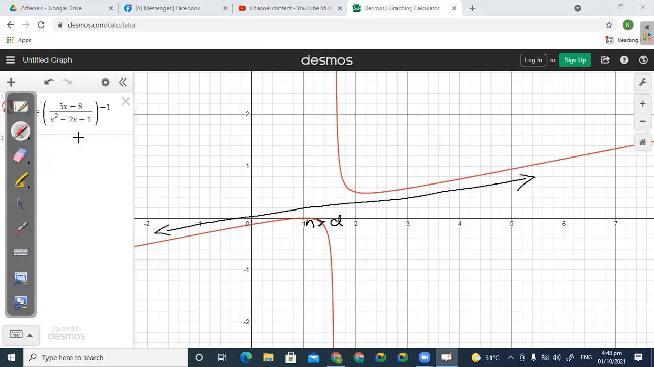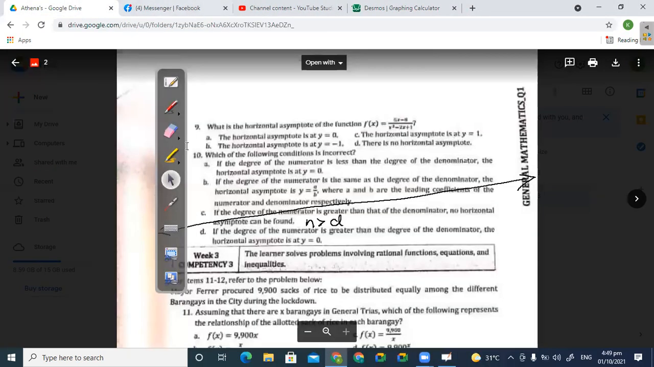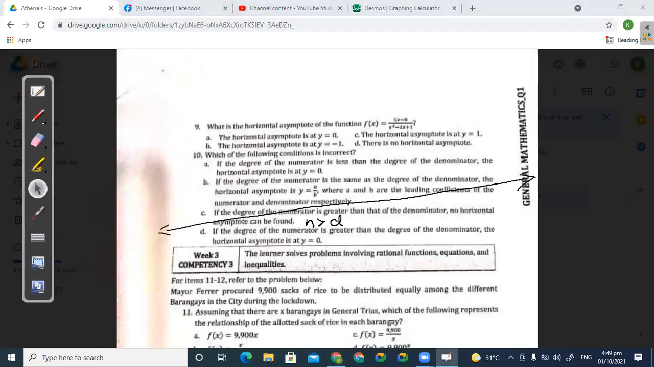Makakuha yan kapag dinivide mo yung numerator sa denominator. Nalilito kayo bakit ganyan. Kapag sinabing reciprocal kasi, magsaswap yan. Numerator pupunta sa denominator and yung denominator pupunta sa numerator. Ibig sabihin, ganito yan: x squared minus 2x plus 1 over 5x minus 2. Ganyan yung itsura niya. Naka-raise to the negative first. You know, it's reciprocal. Reciprocate mo siya.